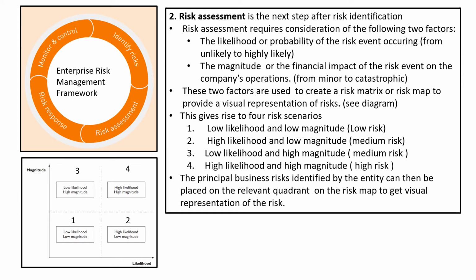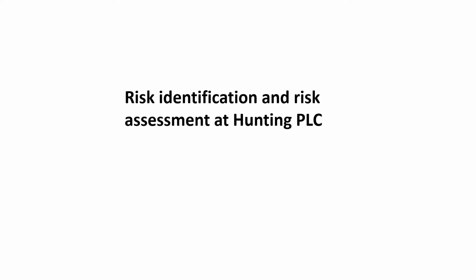The principal business risks identified by the entity can then be placed on the relevant quadrant on the risk map to get a visual representation of that risk. In the following slides, we will look at how risk is identified and risk is assessed at Hunting plc.